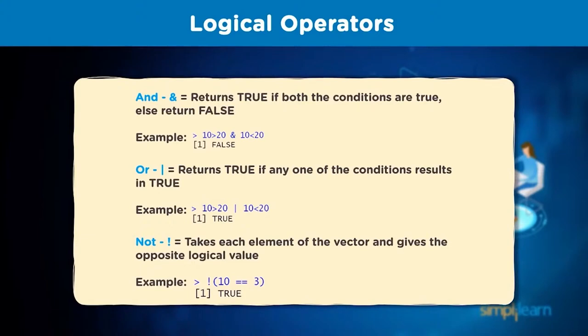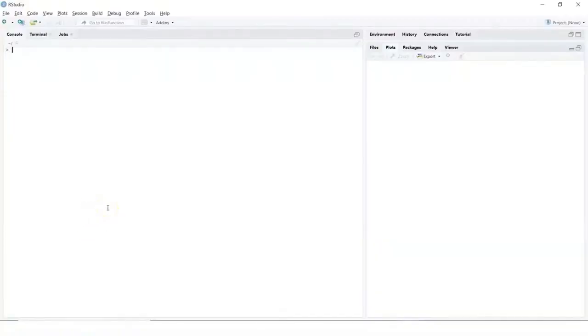You can also use a not operator, which takes each element of the vector and gives the opposite value. So we can be using any one of these operators and then basically do our computations. So let's see some examples about these logical operators. Now either you could just be assigning values to your variables and check, or you could also be picking up a data set from your machine and then try to use these logical operators.